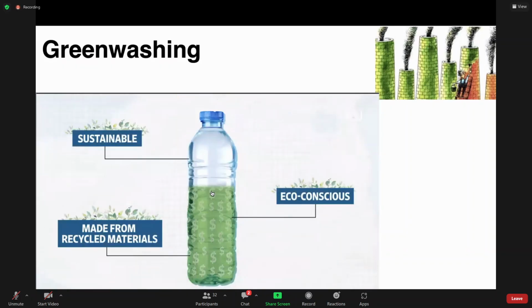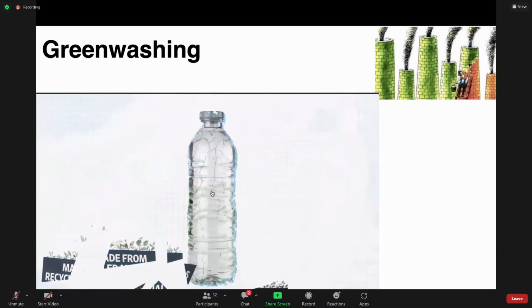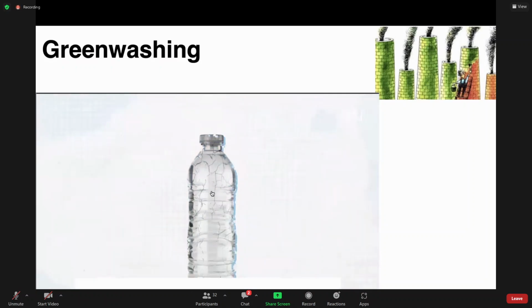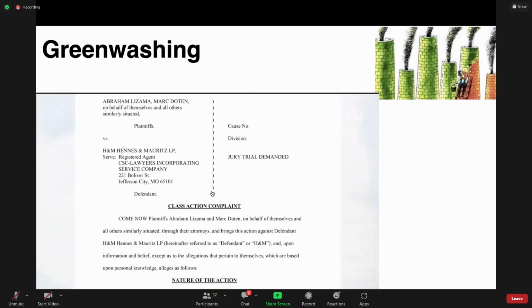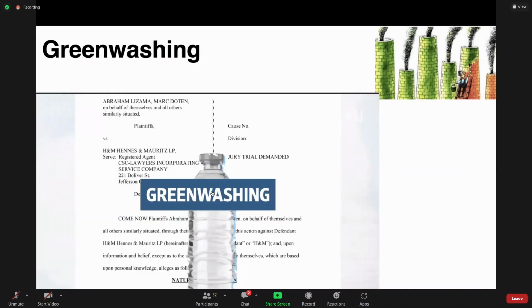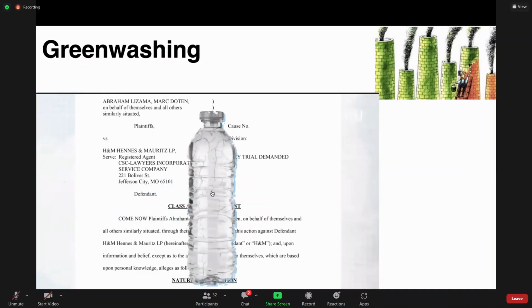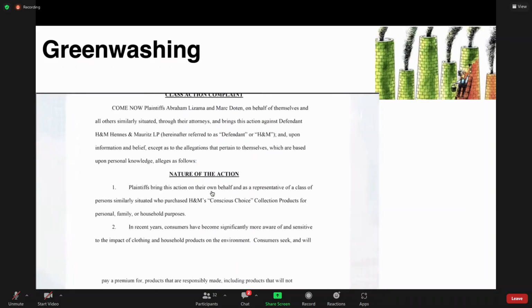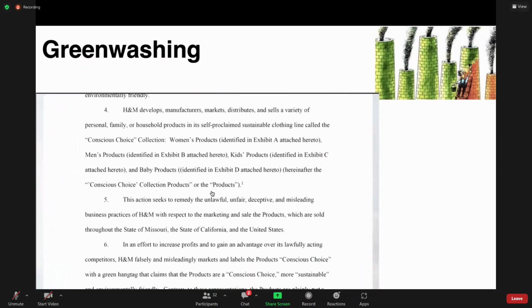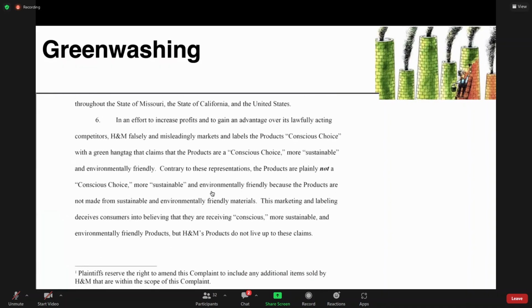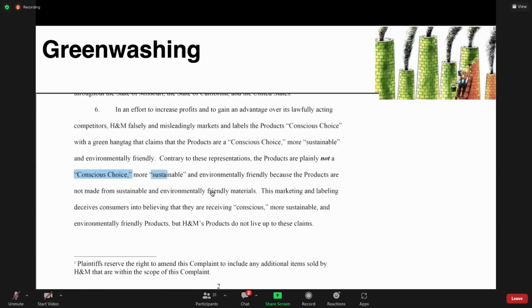But underneath the flashy buzzwords, companies can fall short of their eco-friendly promises. Environmental activists say an ongoing legal battle with H&M might highlight a big company's alleged greenwashing. That's when companies mislead consumers with promises of being more eco-friendly than they actually are. In 2022, a class action lawsuit claimed that the clothing retailer's Conscious Choice collection advertised itself as sustainable, but it was actually not made from sustainable and environmentally friendly materials.